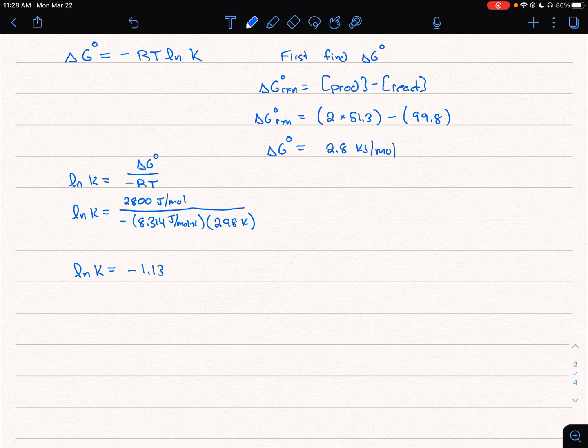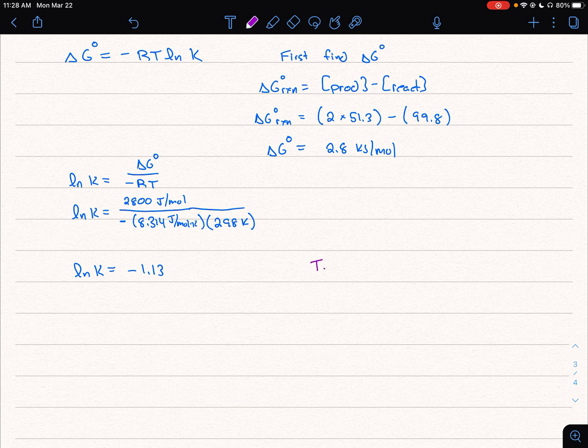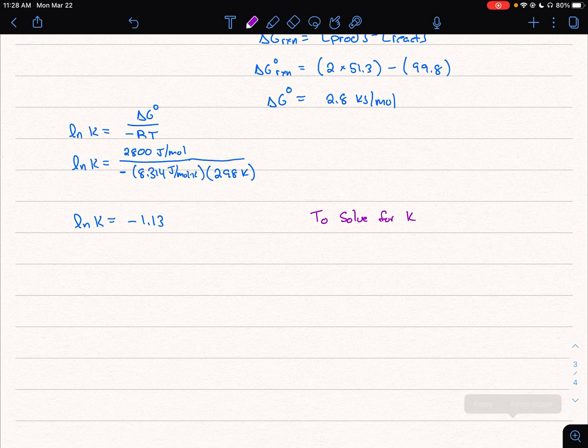Now we need to find K. If you haven't done this before or don't remember how to do this, if we want to solve for K and get rid of that natural log, what you want to do is on your calculator, K is going to be equal to e to the negative 1.13. So this e function, e raised to the exponent, is really the inverse natural log, if you will. So you need to find the e exponent button on your calculator, and to take e raised to what we have here. And when we do this, we should end up with K is equal to 0.32. And that's our equilibrium constant for this system.